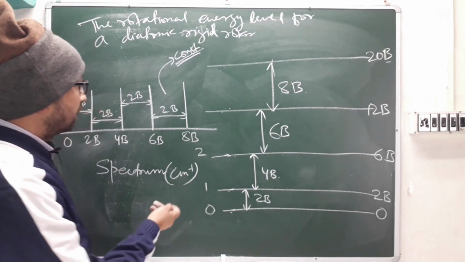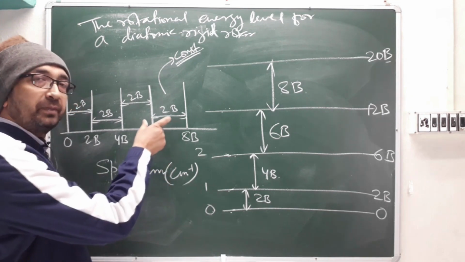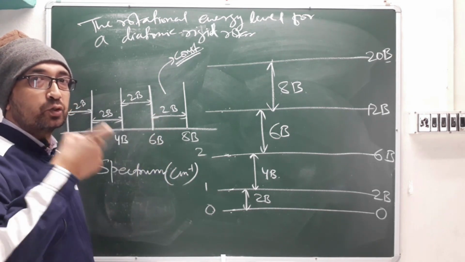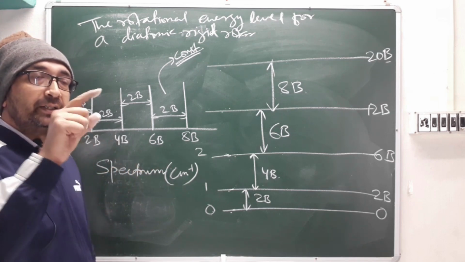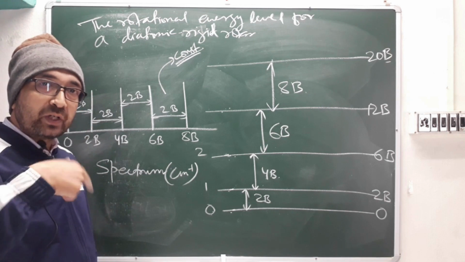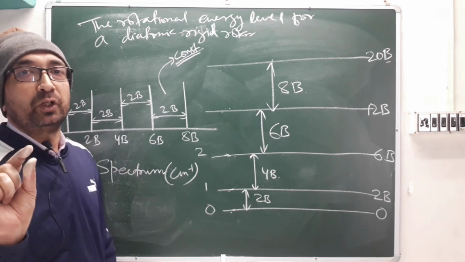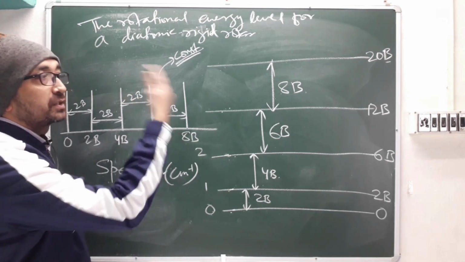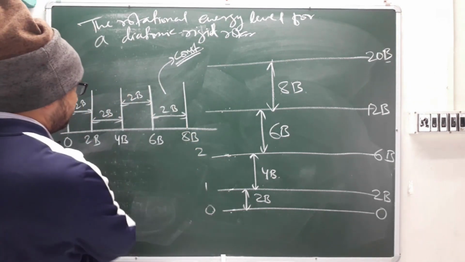When you see the problem, that time you will come to know the meaning of this 2B. They will say that two consecutive energy level differences are this much per centimeter. So now you calculate what will be the bond length of this particular molecule. Based on this you are going to calculate the bond length. In general we can say it.